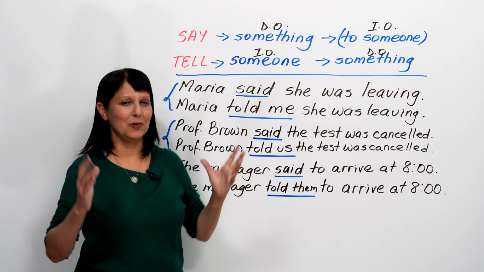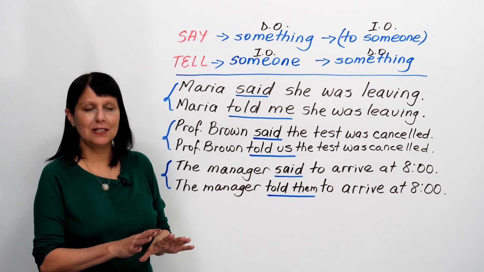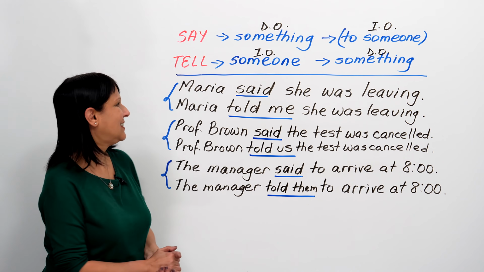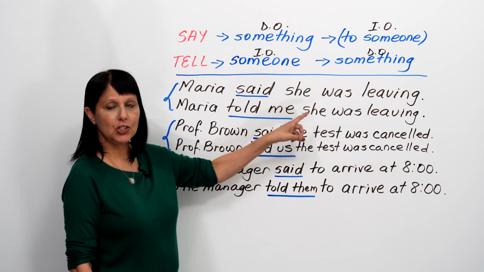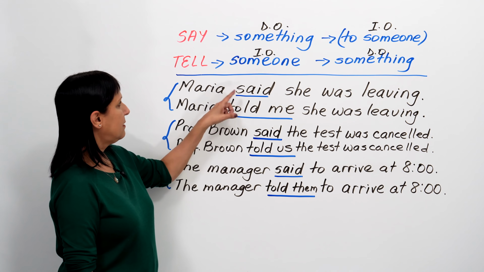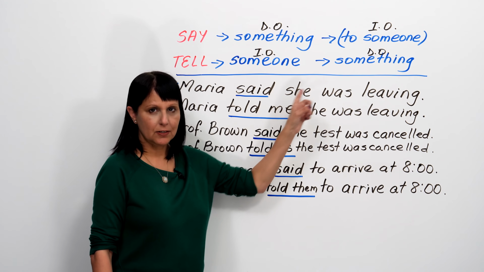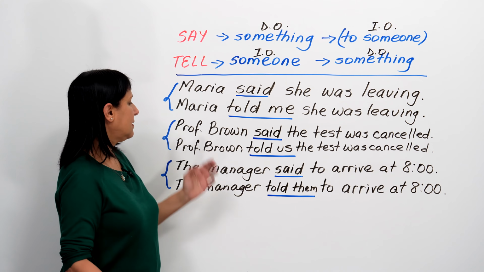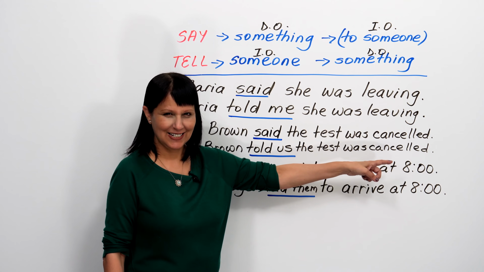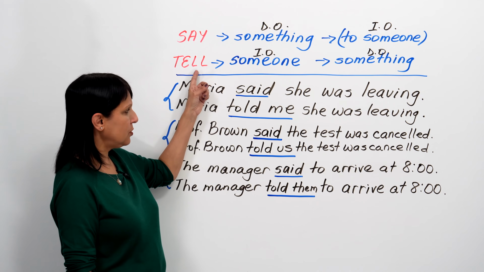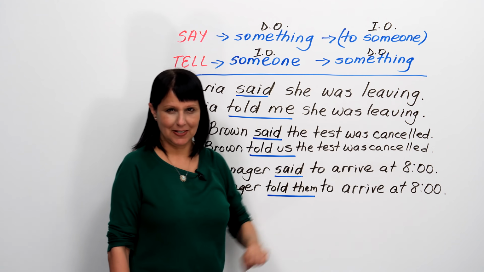If you don't live in that world and you just want to understand in terms of real examples, let's look at some examples and I think you'll understand right away. So let's take this sentence. Maria said she was leaving. Okay? Maria said something. Something is she was leaving. Maria told me she was leaving. So now we have Maria told someone, that's me, something, she was leaving.